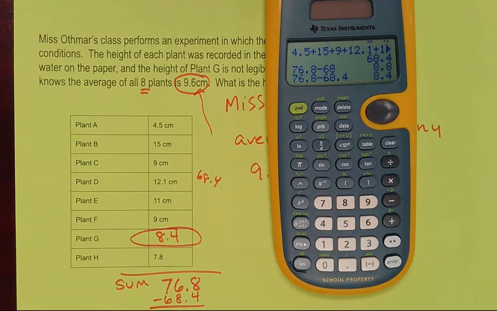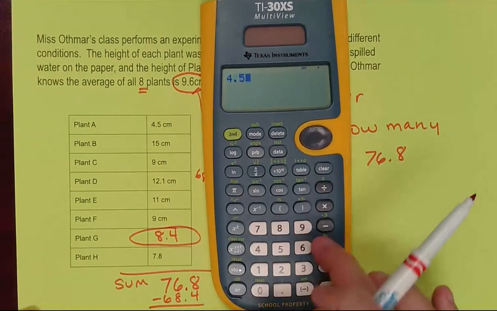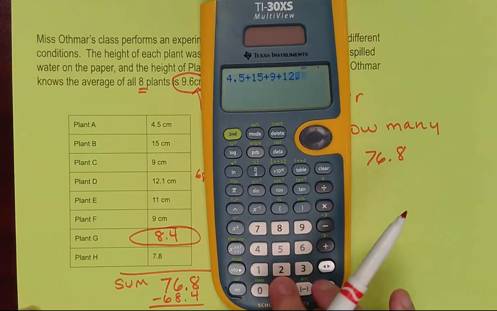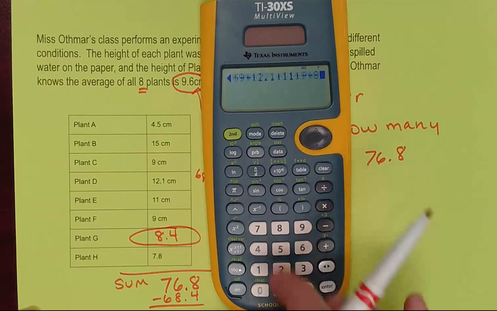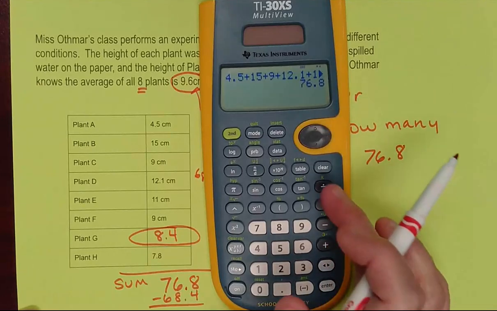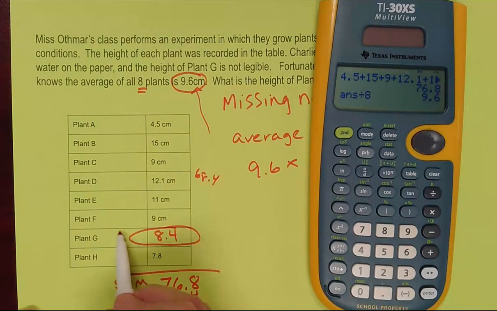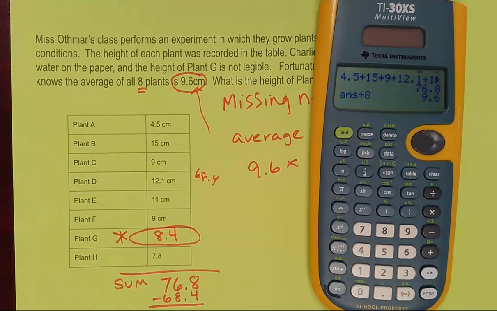If you do this, then I strongly suggest checking it to make sure you're right, because we know how to find the mean. So let's add up these 8 numbers: 4.5, 15, 9, 12.1, 11, 9, 8.4, and 7.8. And we get 76.8. If I divide that by 8 plants, I get the average of 9.6 that I'm supposed to get. So I know this is the right answer because I was able to check my answer. Sometimes if they give you these kinds of questions and they're multiple choice, you can use your multiple choice answers in the empty spot to see if you can use guess and check as another strategy.